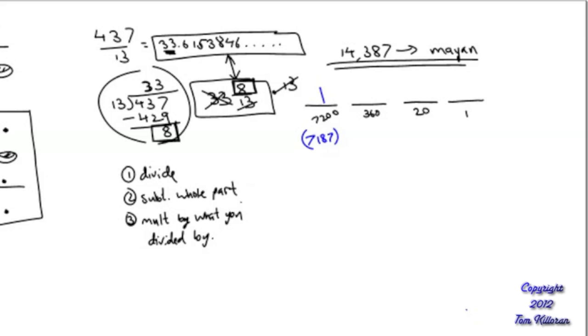Okay. What do I do with 7187? Multiply those two, divided by. No, this is my remainder. You subtract that. Divide by 360. You move to the next place value and divide by that number. So I take 7187 and I divide it by 360. So 7187 divided by 360 equals 19. 19 goes up here.